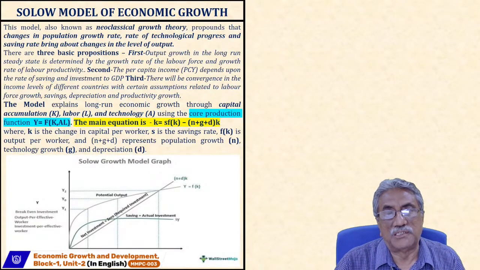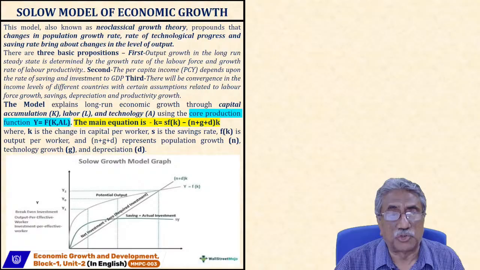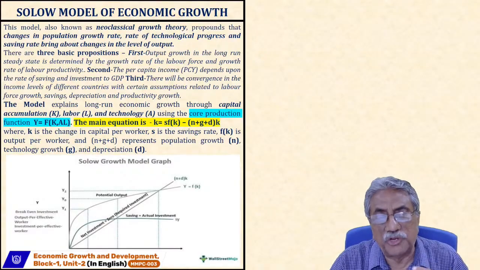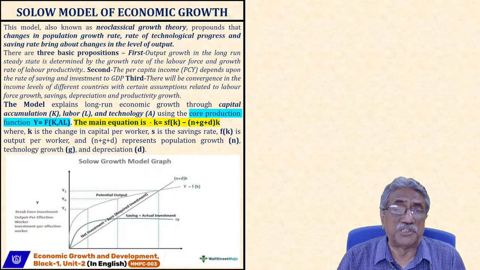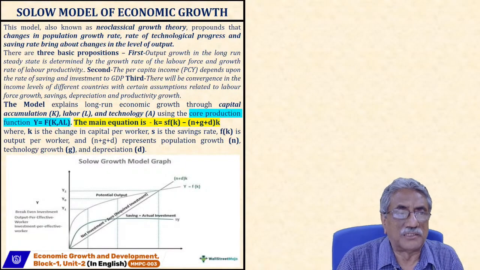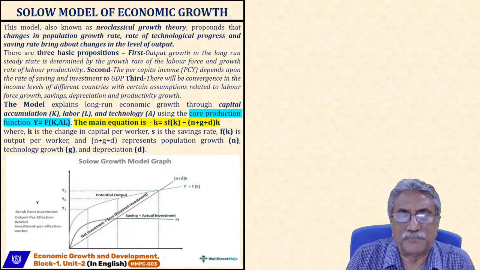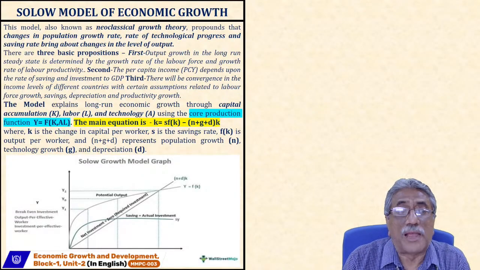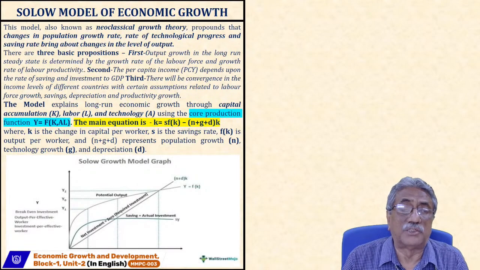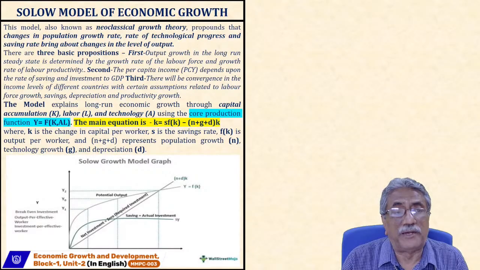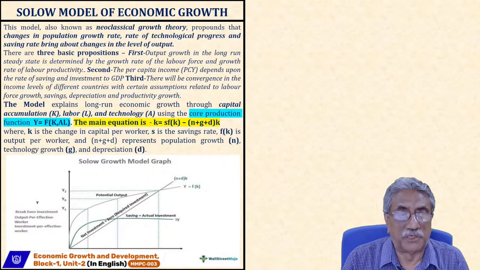The third proposition is that there will be convergence in the income levels of different countries, with certain assumptions related to labor force growth, savings, depreciation, and productivity growth. Depreciation is the use of plant and machinery: you are using plant and machinery, their condition is deteriorating, so there is depreciation. These are the third assumptions. So the model explains long run economic growth through capital accumulation, using the core production function, Y equals output, a function of capital and labor, technology and labor.